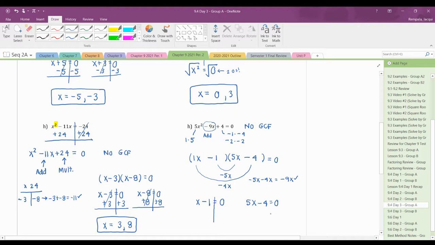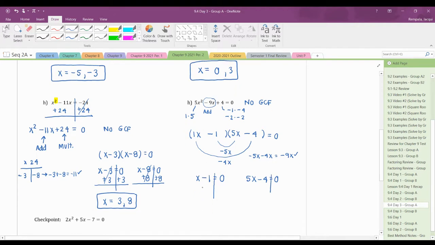All right, let's start solving. I'm going to have to add the 1 over to the other side. 0 plus 1 is going to get me 1. The other equation, we have to move the number not attached, so I'm going to add the 4. That gets me then 5x to equal 4. And then my last step is to divide by 5.